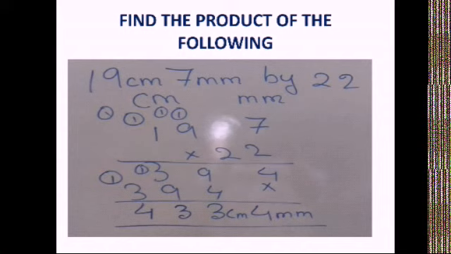2 1s are 2 plus 1 is 3. Again put a cross beneath 4 and again multiply the whole number by 2. 2 7s are 14, 1 in hand, 2 9s are 18 plus 1 is 19, 9, again 1 in hand, 2 1s are 2 plus 1 is 3. So when you add you get 4 millimeter. Now our answer will be 433 centimeter and 4 millimeter. Clear?